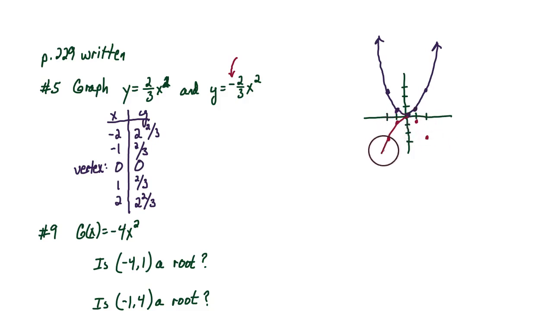Let's graph this parabola in. Notice that it is the reflection of our first parabola over the x-axis. One parabola opens up, the one that had the positive a value. The other parabola opens down, the one that had the negative a value.